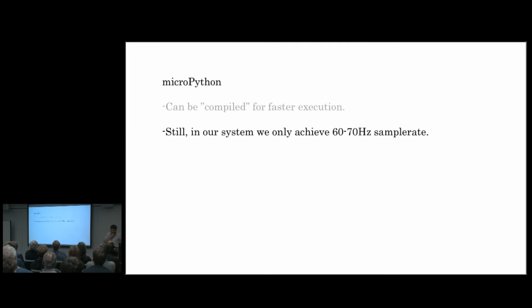Yes, it can be compiled for faster execution, but still, in these juggling balls running on 96 megahertz, we are only able to get about 60 or 70 hertz sample frequency on the accelerometer, how fast we measure. Whereas on an Arduino version that I worked with many years ago, which had a much cheaper and slower microcontroller, but the program written in C, I could easily achieve 200, 250, 300 hertz sample rate. So that's also partly why this project didn't work out.